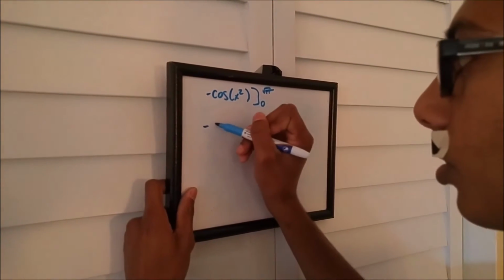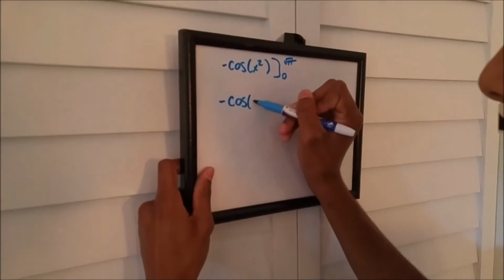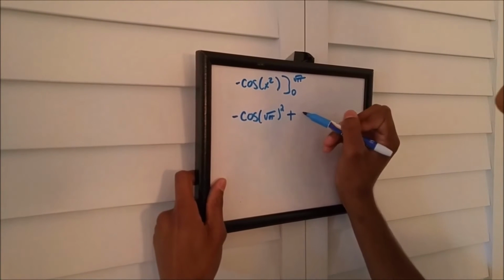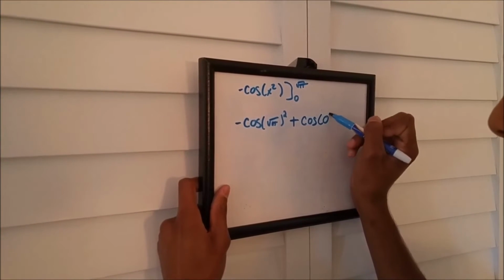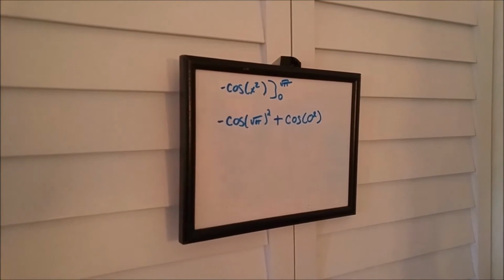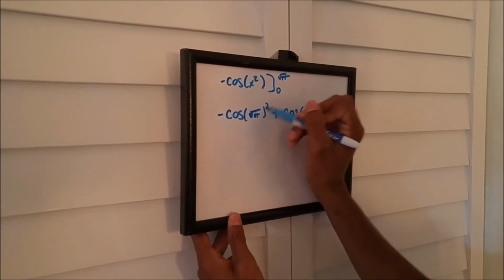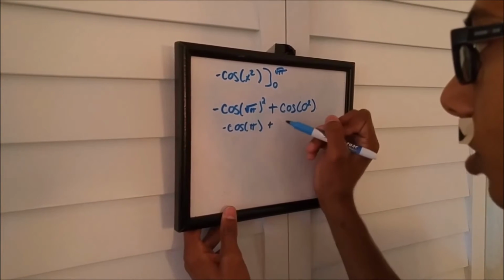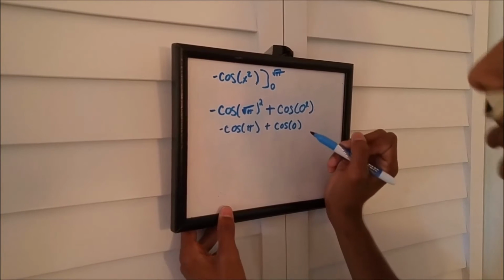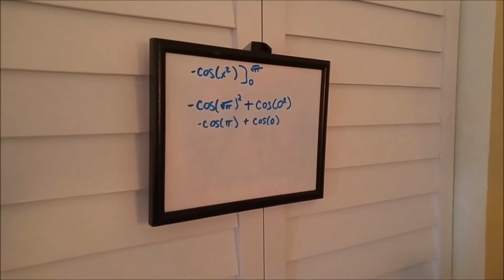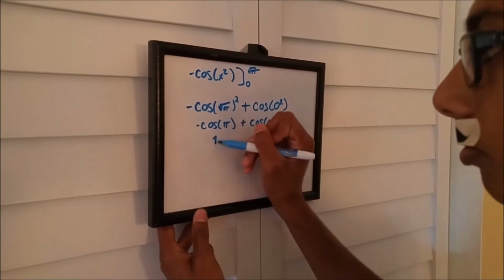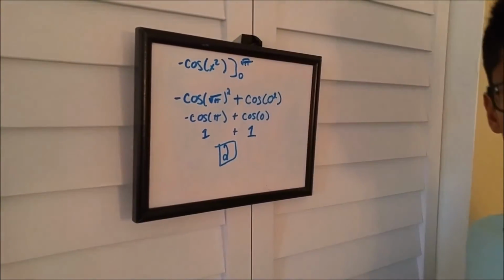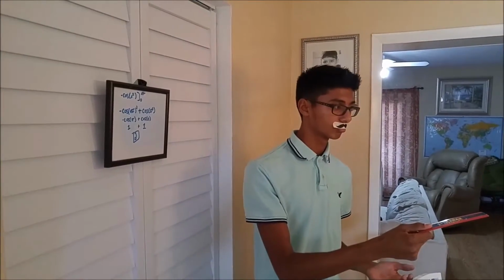So first we have the negative cosine of the square root of pi squared minus negative cosine, or plus, the cosine of 0 squared. Now, you all should know, the square root and a squared will cancel each other, so it becomes negative cosine of pi plus cosine of 0. And since you have been so good at studying the unit circle, you should know the answers here are 1 and 1. And the answer, 2. Simple as that. Get that?